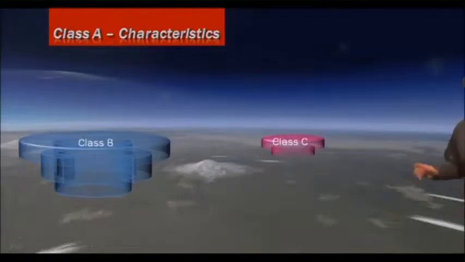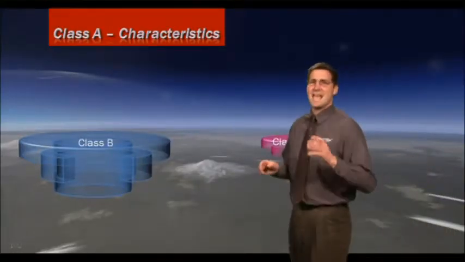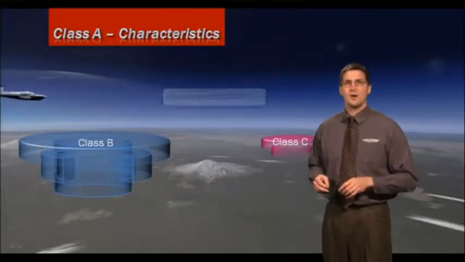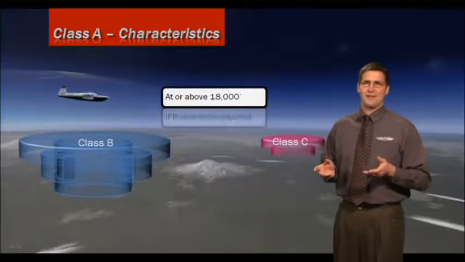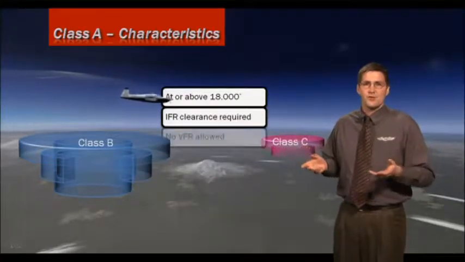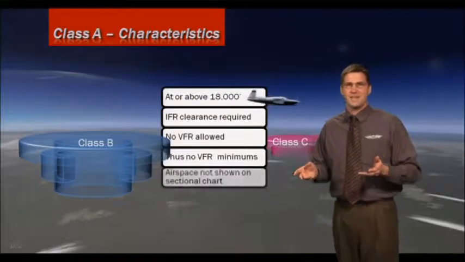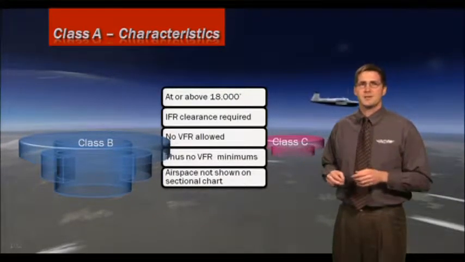All right, let's get back into the classroom with Josh as he continues on airspace. Now, operations in Class A airspace are conducted under IFR and a clearance is required. Therefore, no VFR flight is allowed. So, therefore, there's no VFR minimums. Some exceptions are made for high-altitude record flights and gliders, but those are really special cases.